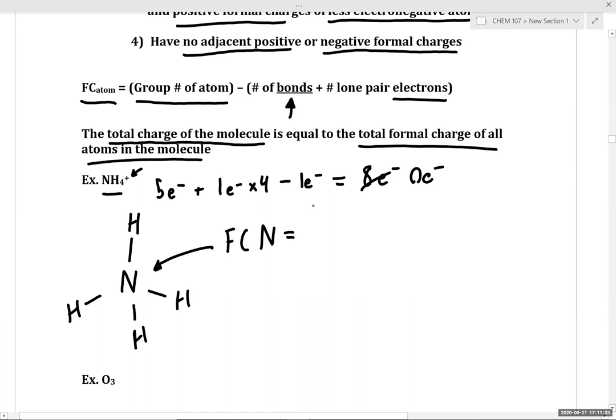What is the group number of nitrogen? 5, okay. And then how many bonds does nitrogen have? It has 4 bonds, and how many lone pair electrons does nitrogen have? Do we see any lone pair electrons? We see 0, exactly right. That in turn gives us a formal charge of +1. So then we indicate this formal charge by putting a plus next to nitrogen.